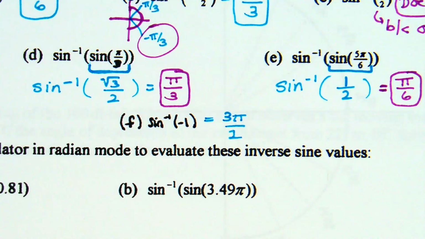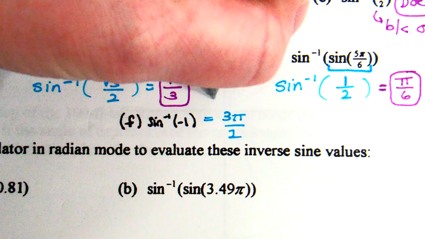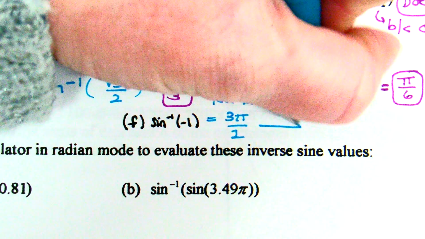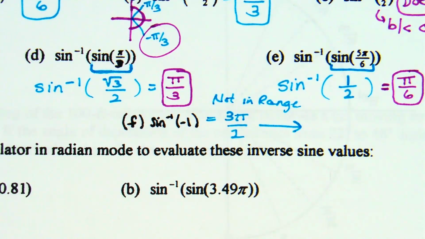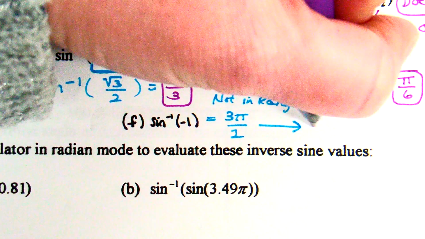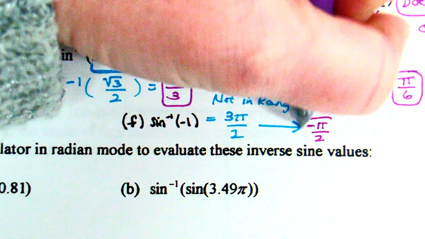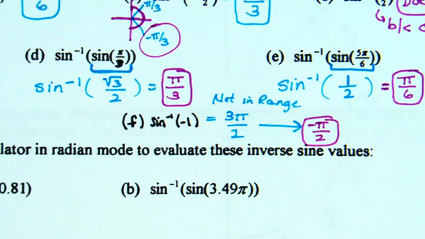Can I leave that as my final answer, though? No, why not? Okay. 3 pi over 2 is not in my range. So, what is 3 pi over 2 equivalent to that is in my range? Negative pi over 2. In other words, even though we call it 3 pi over 2, if we're going positively, what is that angle if we're going negatively? Okay, got the idea of how those work?